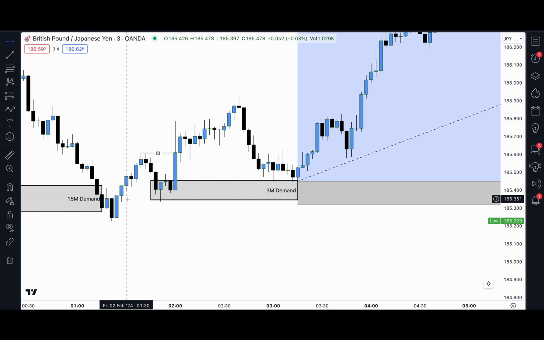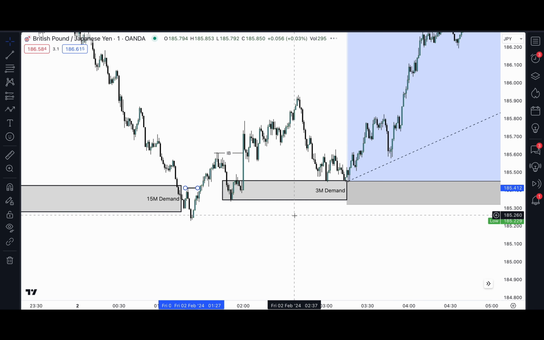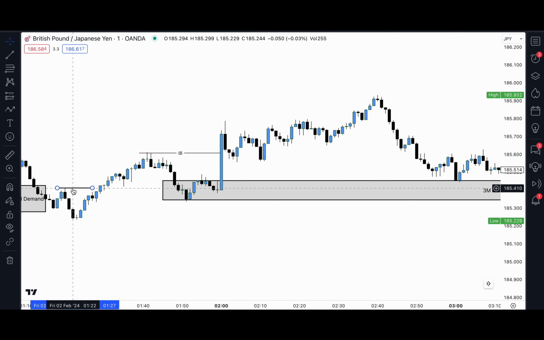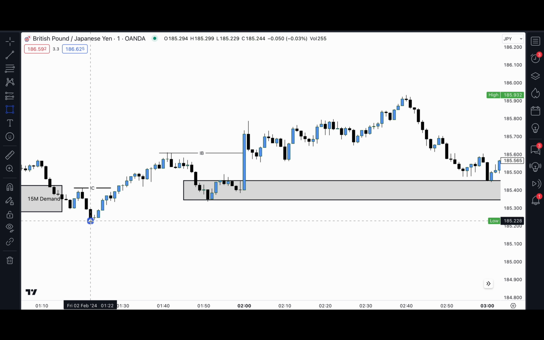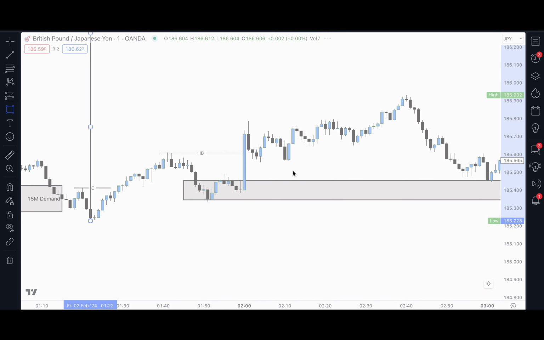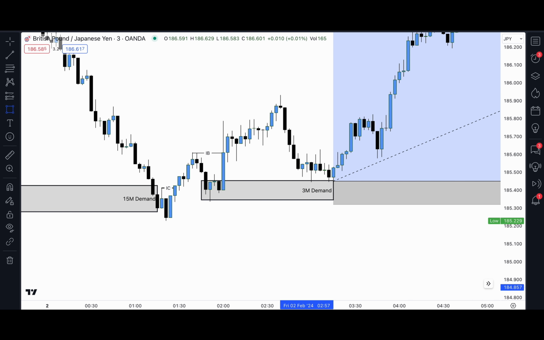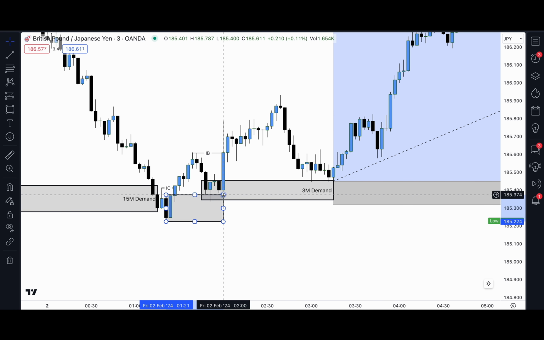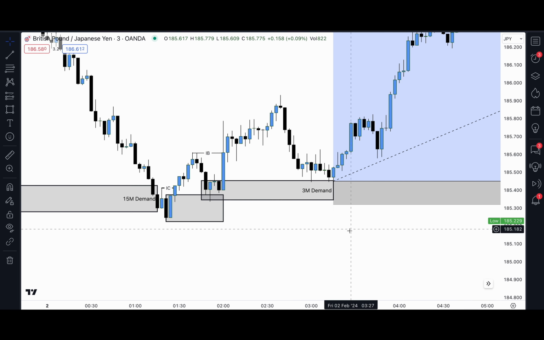Now what do we have? We have either this very minuscule 3-minute, I guess, or 1-minute change of character here, which would have looked like this. So you can see how effective this method is because we have this CHoCH here on the 1-minute time frame. And then if we mark out the demand zone it creates, you can see price revisits that perfectly and we can take the buy off that zone as well, right? Perfectly fine, would have been a great risk to reward.